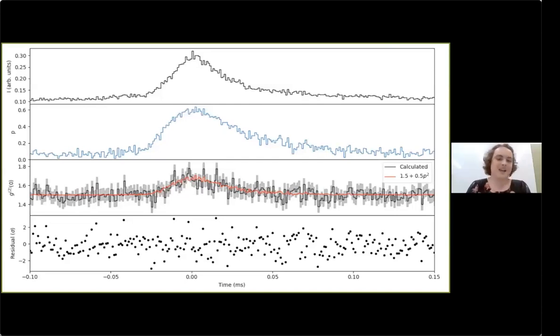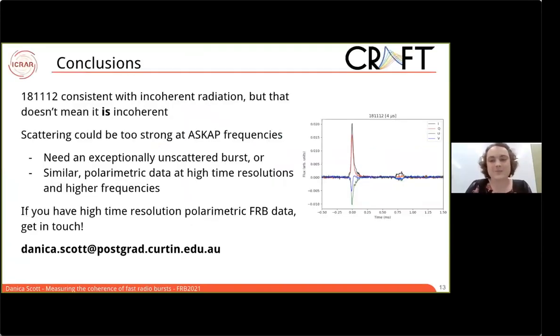As we can see, the value for G2 is completely consistent with that expected for incoherent partially polarized radiation. There is no significant deviation in the residuals, and the curve follows the red line quite perfectly. So that means that the statistics of 181112 that we have are consistent with incoherent radiation, but that doesn't mean that the burst itself was incoherent.